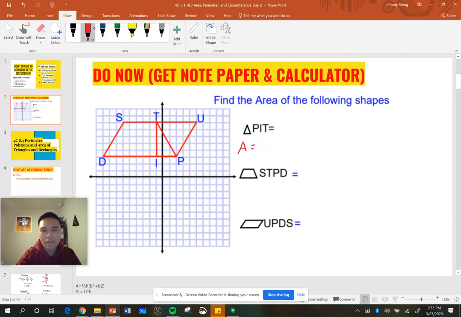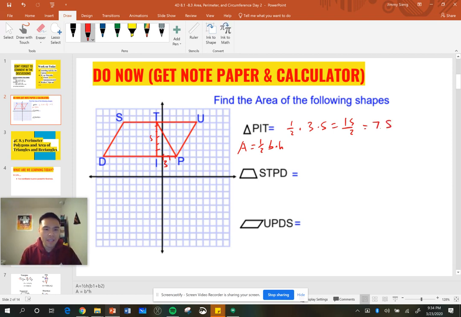So remember the area of a triangle is 1/2 base times your height. This should be fairly easy. I can find my base. It's 1, 2, 3. Then my height is 1, 2, 3, 4, 5. Okay. We say the area of pit is 1/2 times 3 times 5, which is just 15 over 2, which I know that's 7.5. Okay.